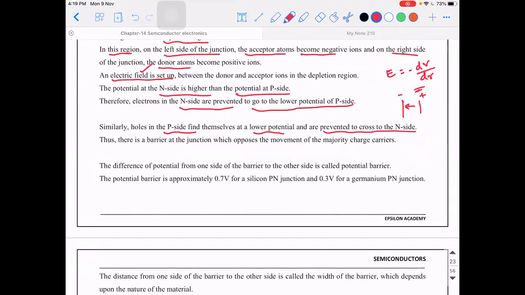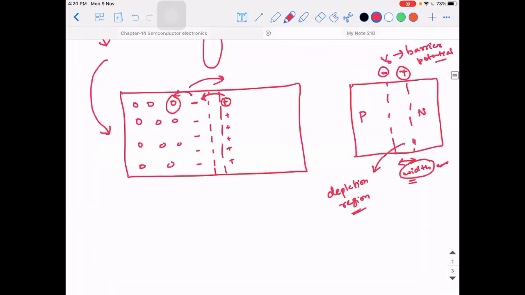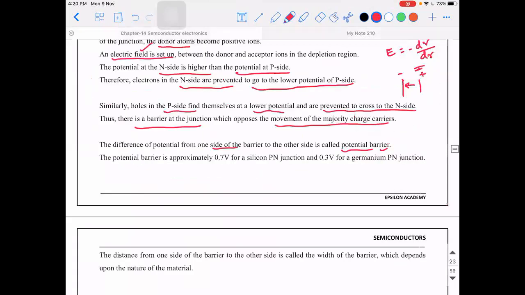Thus, there is a barrier at the junction which opposes the movement of the majority charge carriers. The difference of potential from one side of the barrier to the other side is called the potential barrier. I told you, right? The potential difference between these two sides of the junction is what we call the barrier potential, or potential barrier.